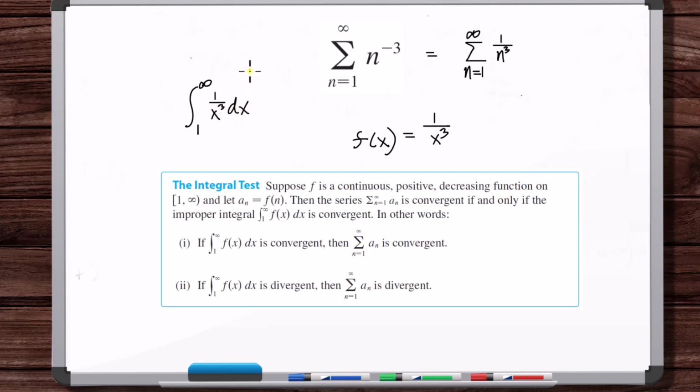And it's just about seeing if this converges or diverges. You don't really care, if it converges, what the value is. It's just if this converges, then this converges. If this diverges, then this diverges. If it converges and you get a value, you're not really concerned with that value for the integral test.